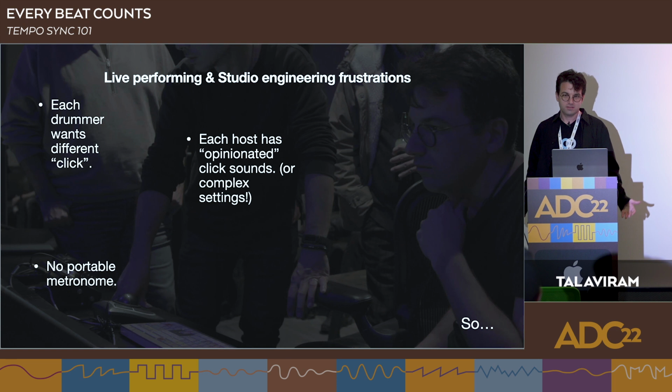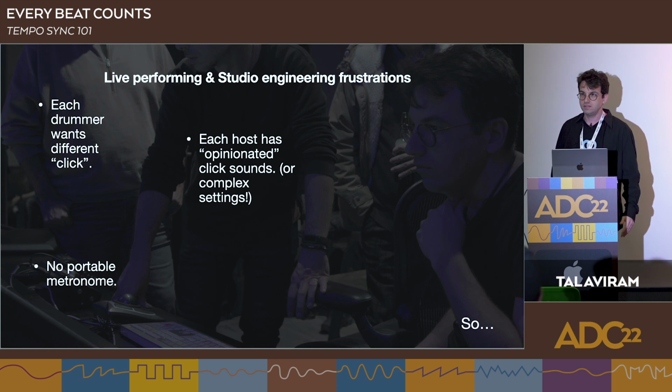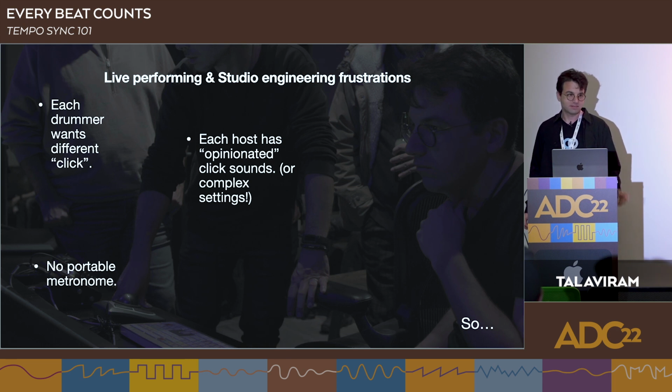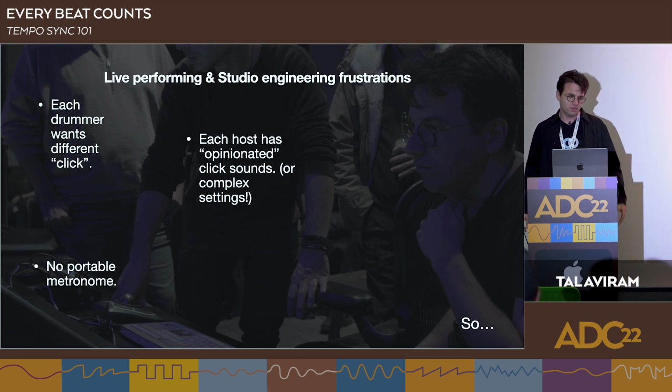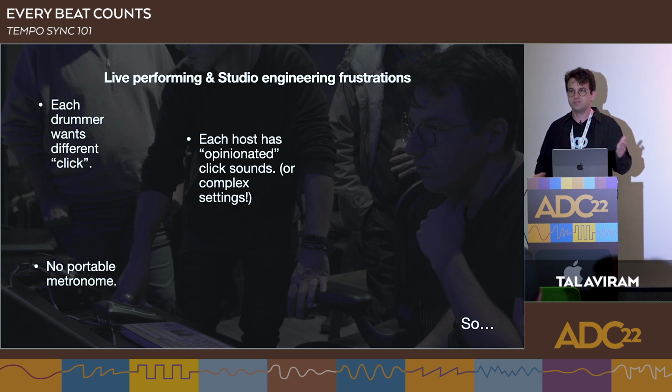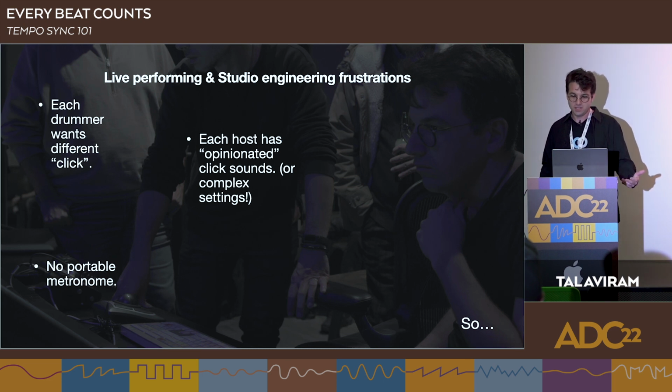So the story starts with a common session in a studio or a performance, where you've got the drummer and he hears the click for the first time, and then he says, no, that's not my click. I need a wood block or a cowbell or whatever. And you're like, oh, how do I do that? Each host, each digital audio workstation, whether it's Cubase or another, has its own opinionated click sound that you can change. But even though you can change it, it's not that easy and it's not portable. So there is no one solution for that.